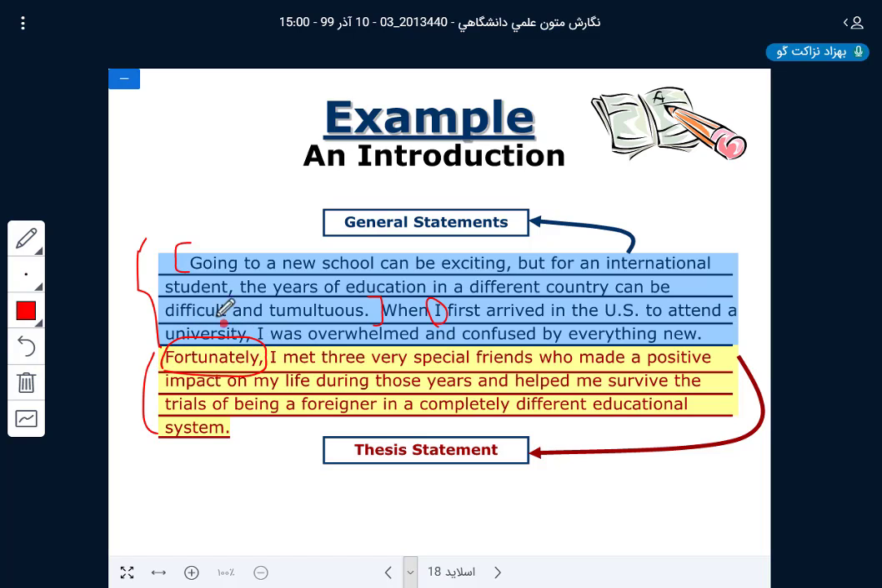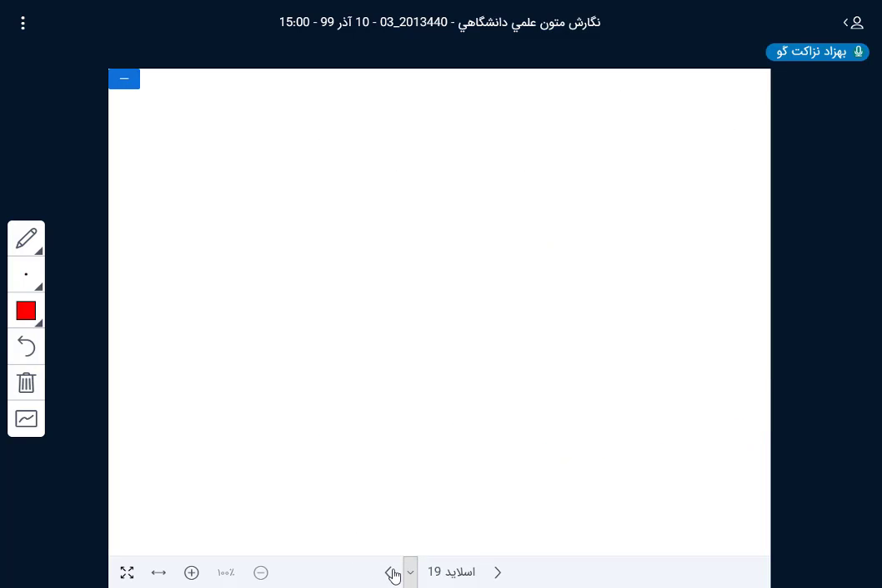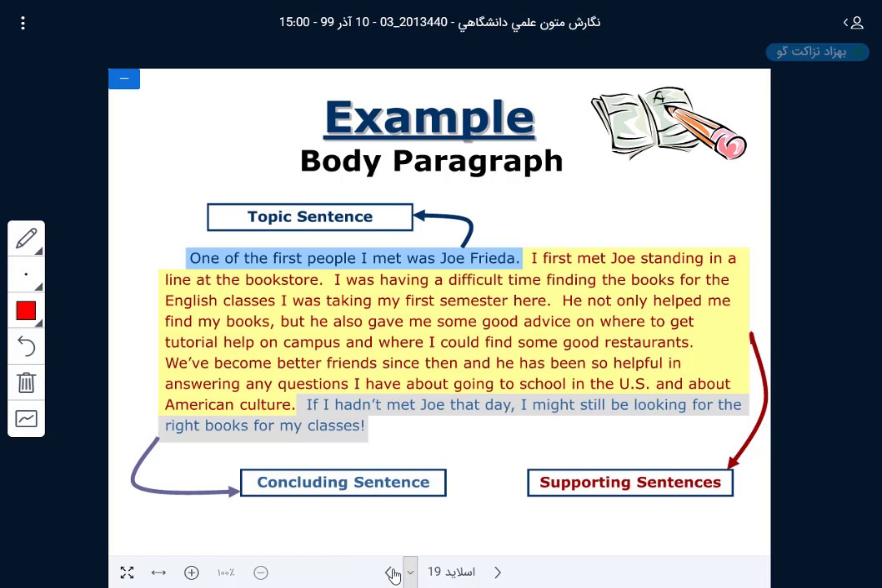this adverb logically relates the previous sentences to the next sentences, the preceding to the following sentences. So it shows that three people had a positive effect on his or her life. So in the next paragraphs, the body paragraphs, we will see how each person had the positive impact on the life of the author. One of the first people I met was Joe Frieda.